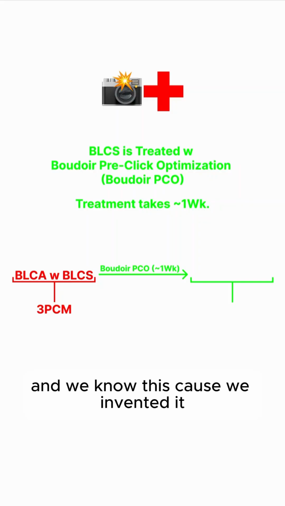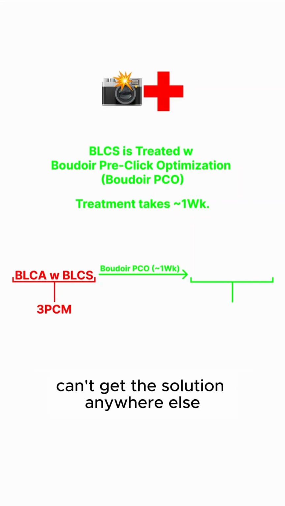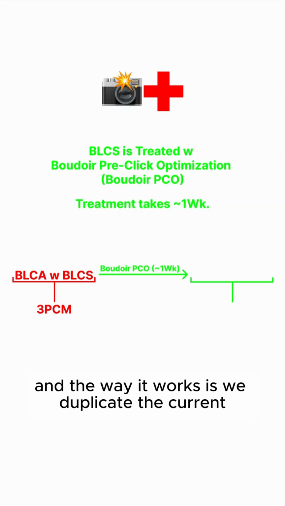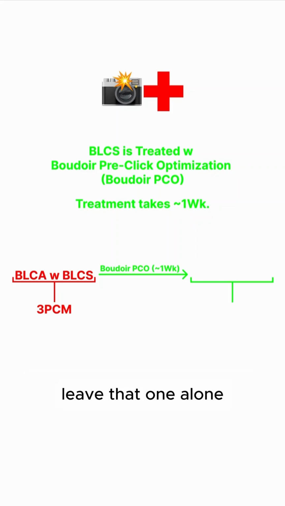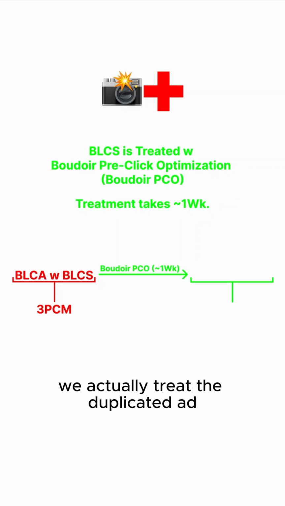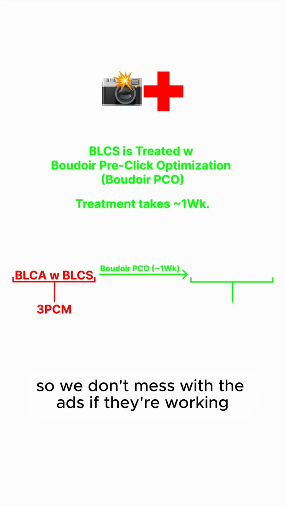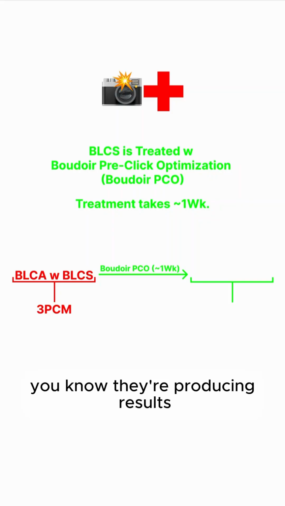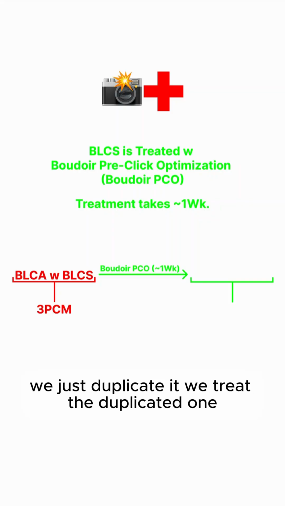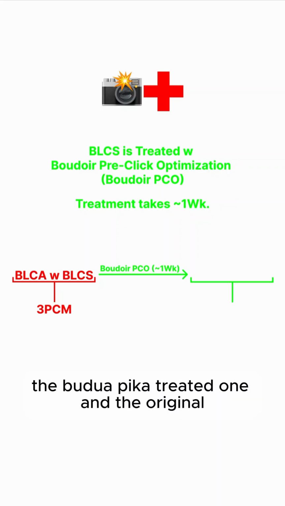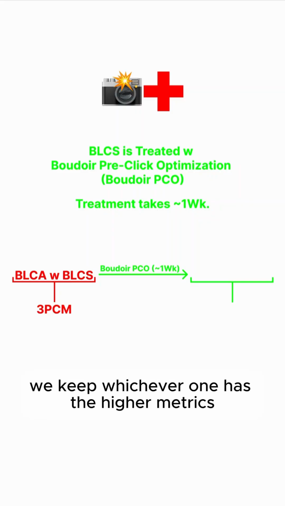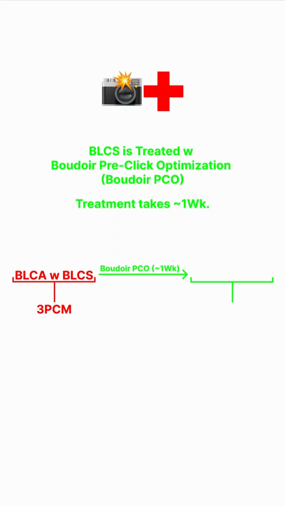And we know this because we invented it. Can't get this solution anywhere else. And the way it works is we duplicate the original ad, or the current ad, and leave that one alone. We actually treat the duplicated ad. So we don't mess with the ads if they're working. If they're producing results, we just duplicate it. We treat the duplicated one, and then we run them in parallel side by side, the Boudoir Pico treated one and the original. And at the end of the treatment, we keep whichever one has the higher metrics.